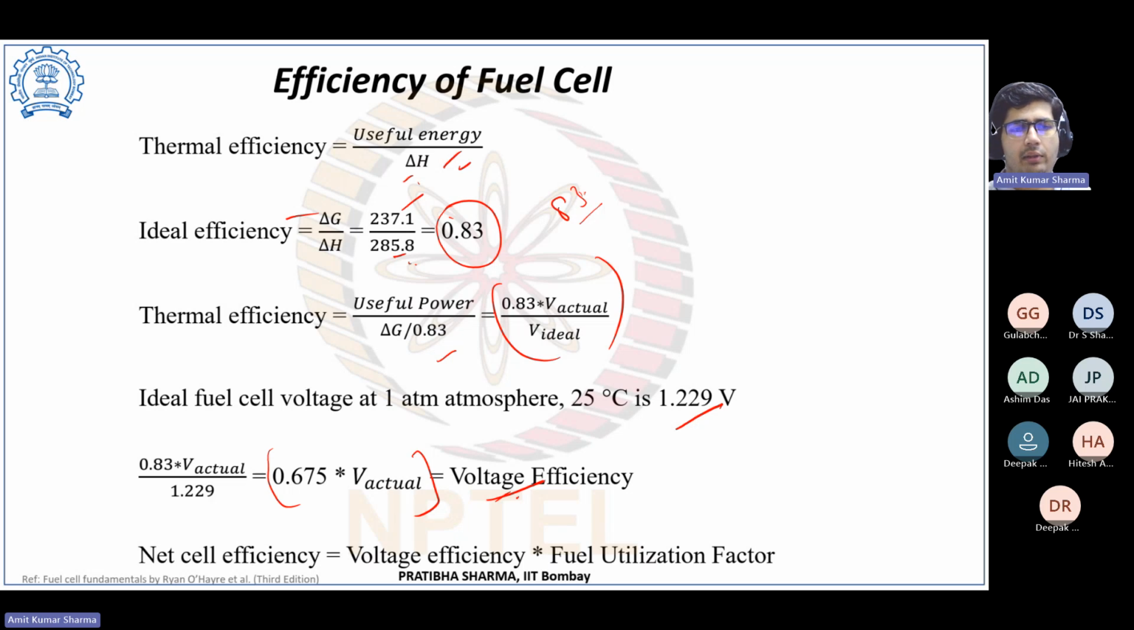Now the net cell efficiency will be the voltage efficiency times the fuel utilization factor. Normally, if you have the full hydrogen supply, you are not using the whole hydrogen. Maybe you are using only 85% of that, so the remaining 15% will come from the anode exhaust or your electrode exhaust.